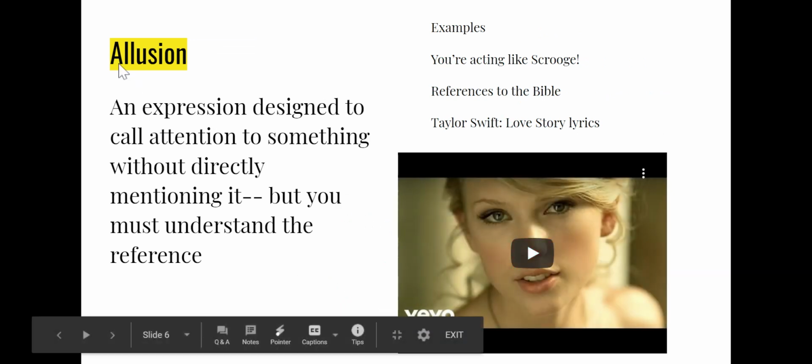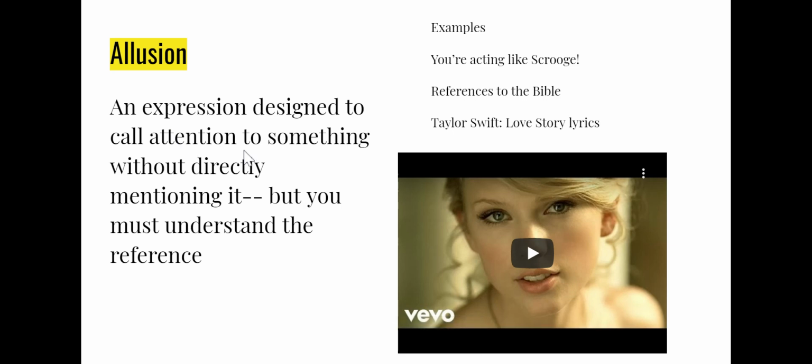So we have an allusion. An allusion is an expression that's designed to call attention to something without directly mentioning it. However, in order to recognize and identify allusions, you need to understand the allusion that's being made. So some examples might be, if someone is calling someone Scrooge, if you have read the play A Christmas Carol, or read the book, or seen the movie of it, there's many different versions, then that might be something you would understand, because Ebenezer Scrooge was a very angry, crotchety old man who never wanted to give to anybody.